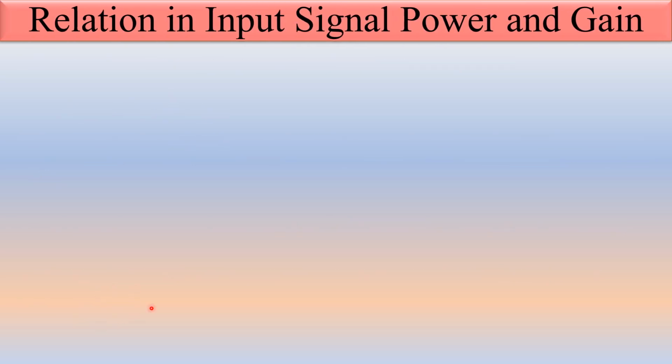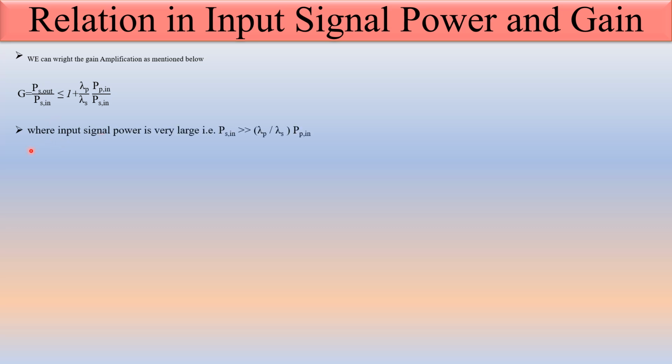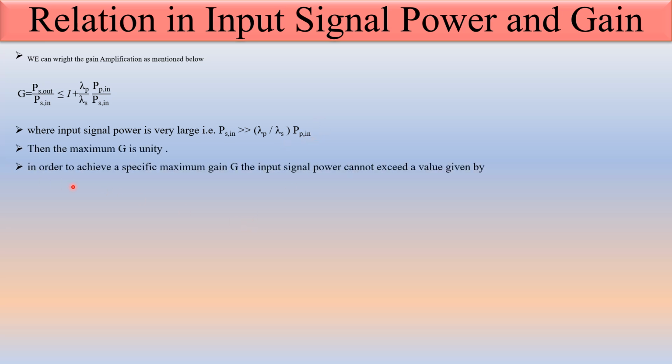Relation between input signal power and gain. We can write the gain amplification mechanism below. You can see this is the formula where the input signal power PS in is very large, lambda P upon lambda S times PP in. The maximum G is unity. In order to achieve a maximum gain, the input signal power cannot exceed a value given by this one.